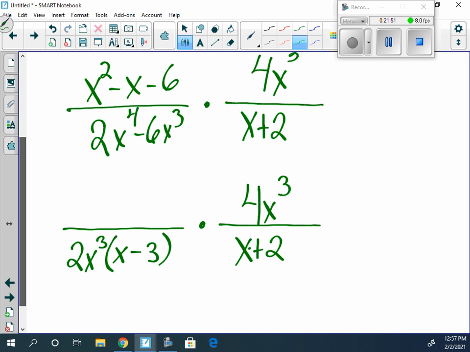Now the numerator, we have x squared minus x minus 6. So this will be two sets of parentheses. Since the 6 is negative, our signs are automatically going to be opposite. One's going to be positive, one is going to be negative. Now the factors of x squared have to be x and x. That's the only way we can have actual factors. Now we're looking at the factors of 6, 2 and 3.